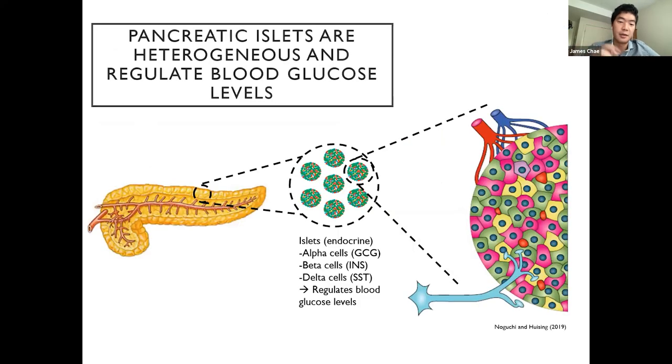So the pancreas has many functions. One of them is an endocrine or hormonal function. It has islets that carry out this function. Islets can be further subdivided into alpha cells, beta cells, and delta cells, which secrete glucagon, insulin, and then somatostatin respectively. These help regulate blood glucose levels in the body. And one of the big signaling mechanisms is calcium signaling for this glucose mechanism. Next slide, please.